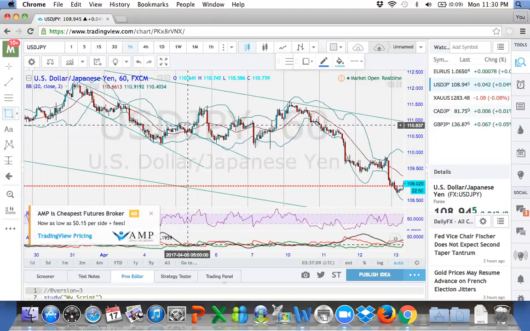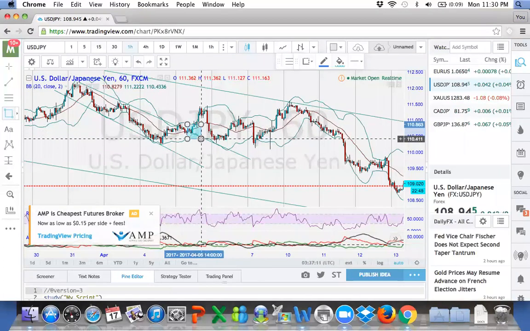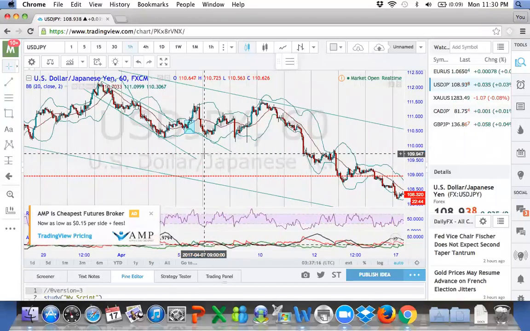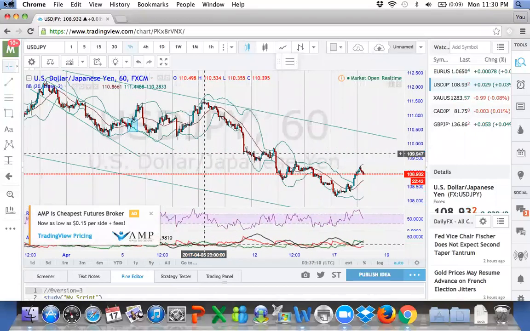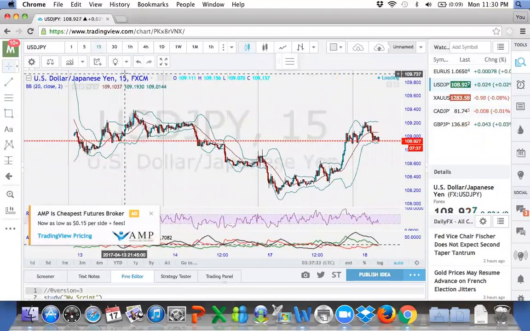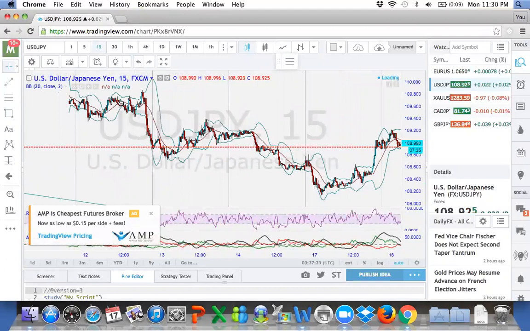So what we're going to do is I'm going to highlight this real quick, and I'm going to show you something. You could have got in a little bit earlier if you wanted to, but if you did want to wait that long, you still would have caught a nice set of pips here. Now let's go find where that blue square was.